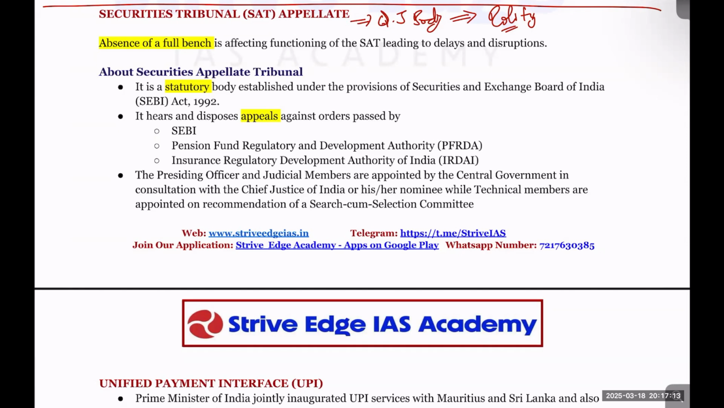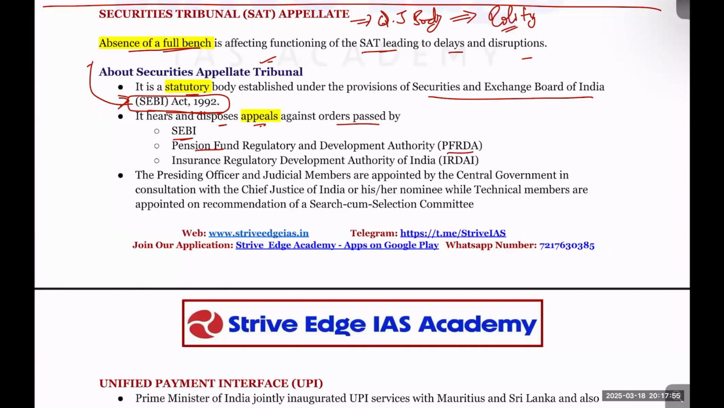Okay, so the Securities Appellate Tribunal (SAT) is also there. Okay, and the absence of a full bench is affecting the functioning of SAT, leading to delays and disruption. This is why this SAT was in the news. Okay, and what is this tribunal? It is a statutory body which is established under the provisions of the Securities and Exchange Board of India Act, 1992. And you must remember under which law this appellate tribunal has been formed. Okay, it hears and disposes of appeals against orders passed by SEBI.